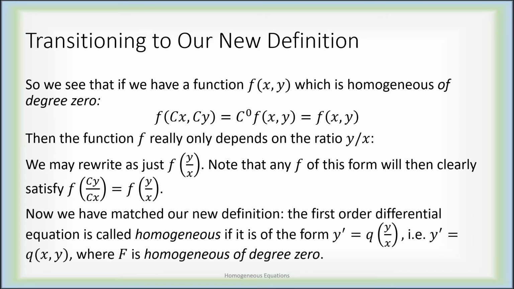Okay, the first order differential equation is called homogeneous if we have y prime is a function of y over x. In other words, y prime is a function of x and y, which is homogeneous of degree 0 specifically.